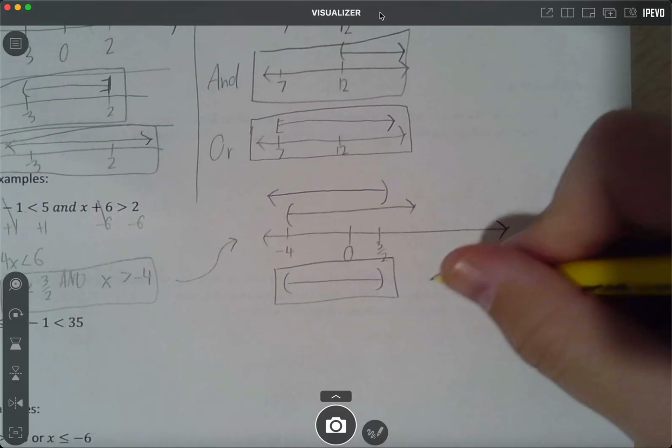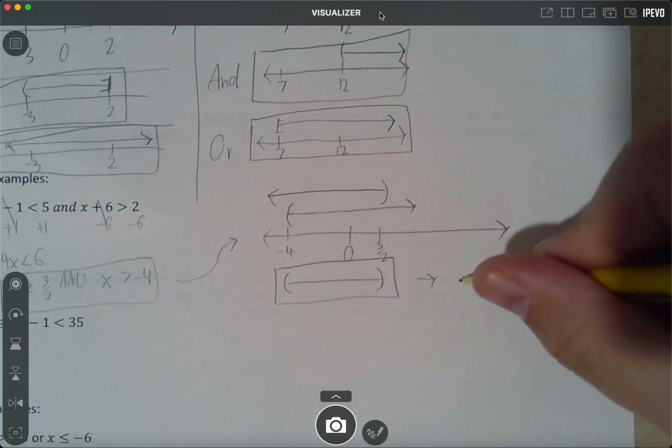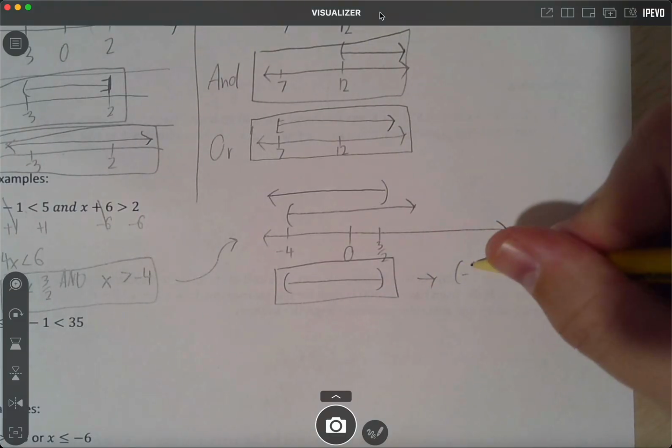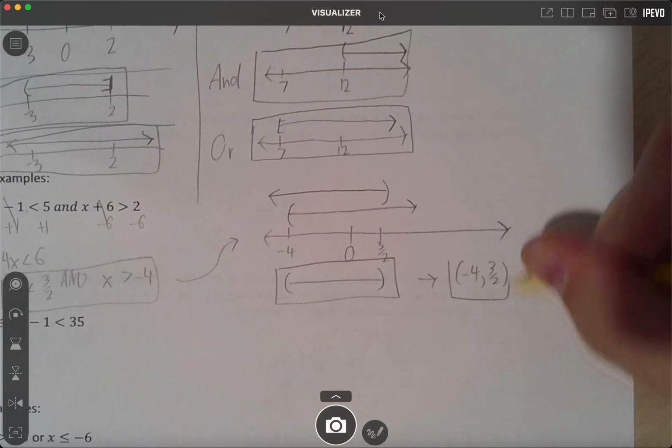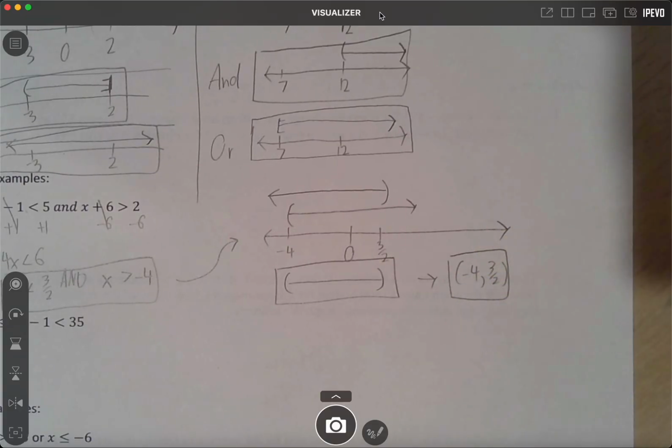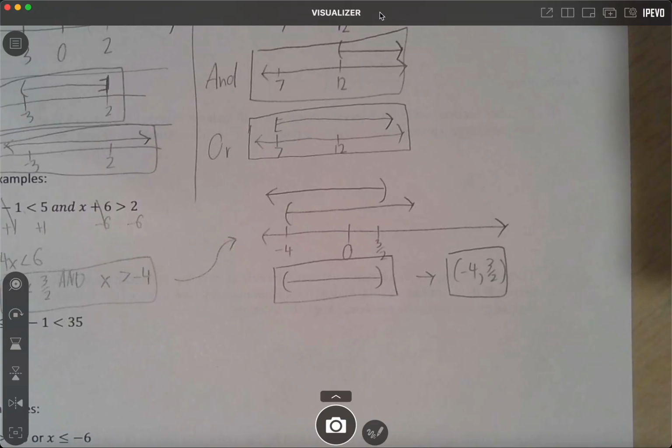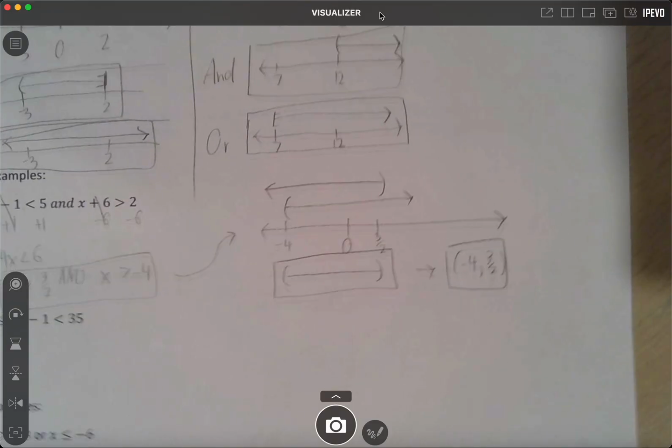Your interval notation, again, would be pretty simple. It would just be parentheses, negative 4 to 3 over 2, because that is your least to greatest, comma, everything in between values. Notice I used parentheses, again, to match the graph that I drew above. So not too bad on that one, pretty easy.